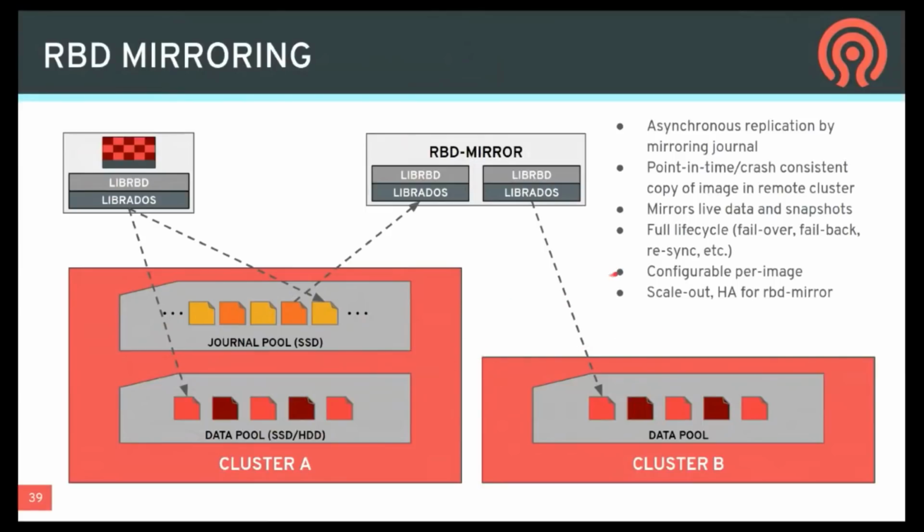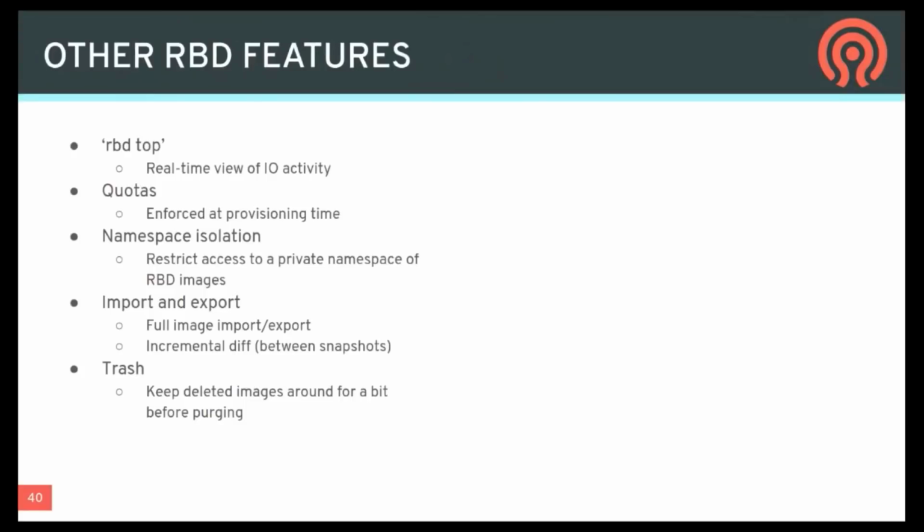It can be set up on a per-image basis. Some images might be replicated to this cluster, others might not be replicated at all, or might be replicated to a different cluster and so on. And there are management capabilities for these RBD mirror daemons so that they can scale out horizontally, so that regardless of how many RBD images are being replicated, you can ensure you have the processing and bandwidth to manage all that replication traffic across to another cluster. So that's RBD mirroring, a complete disaster recovery solution across multiple Ceph clusters for block storage.